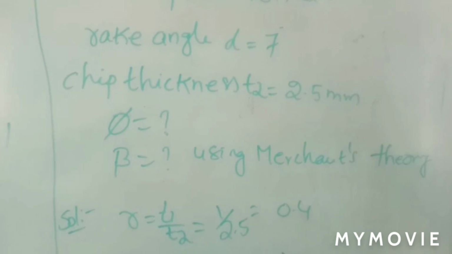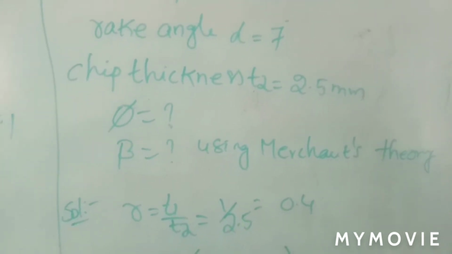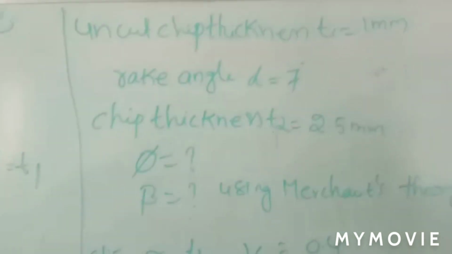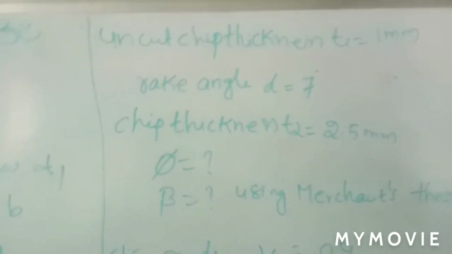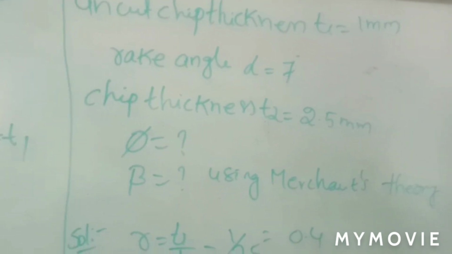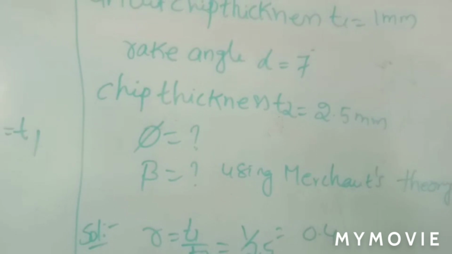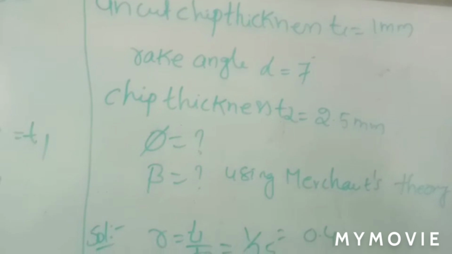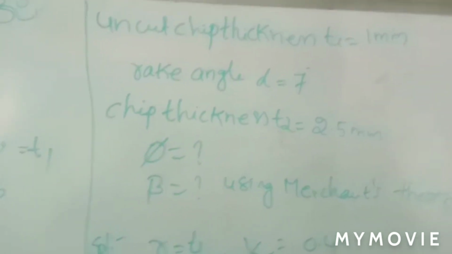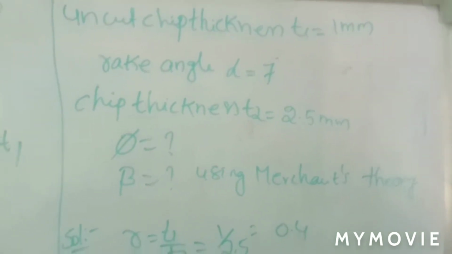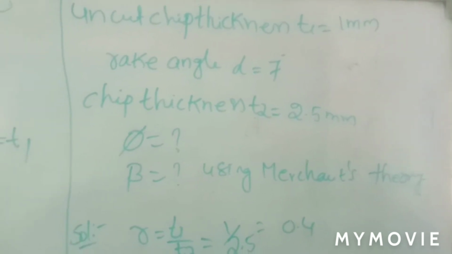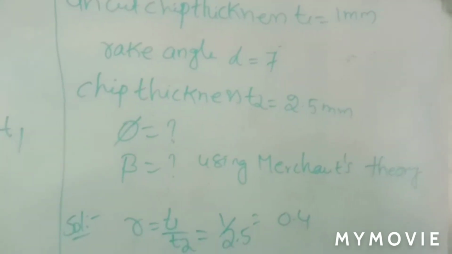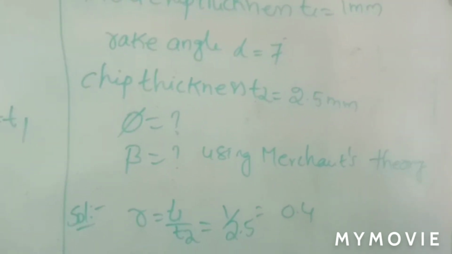Now phi, what is the phi value? Phi is the shear angle. Very good. What is beta? Beta is the friction angle. Now you yourself understand that whenever you have this data, uncut chip thickness is given, chip thickness value is given, and rake angle value is given, right? Understand carefully: t1, t2, alpha. Only 3 parameters are known here. Based on that you are required to find out your shear angle. Shear angle is phi and beta is the friction angle, right?